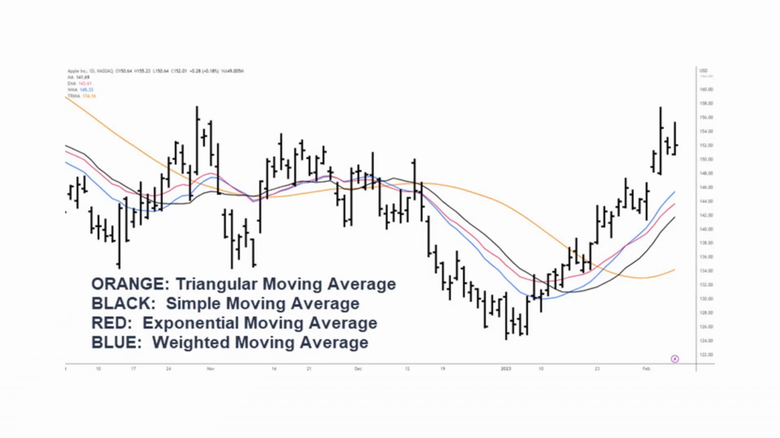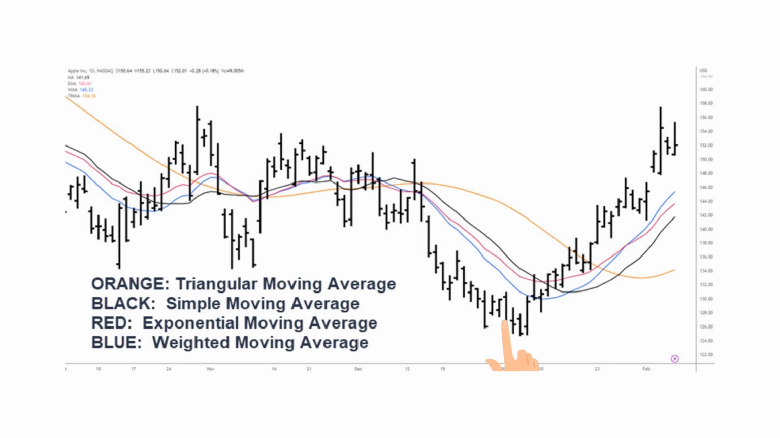Like the simple moving average, my favorite, the SMA. It's the most common type of average being used. It takes into account all the data points and gives equal weight to each of them regardless of when it happened. The EMA, the exponential, is just going to give more weight to recent data points compared to the older ones. So it's a little bit more sensitive than the SMA.